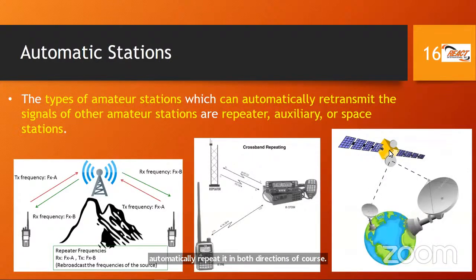Once there's a signal going to the satellite, it will retransmit. And that's why these are automatic stations. They will automatically retransmit the signals. And that's the exam question. These three types of stations, repeater, auxiliary, and space stations, are examples of automatic stations. So this is what you need to learn for the exam. Again, just a tip: once we have a bullet point and you see some yellow writing, this is verbatim from the exam question pool.